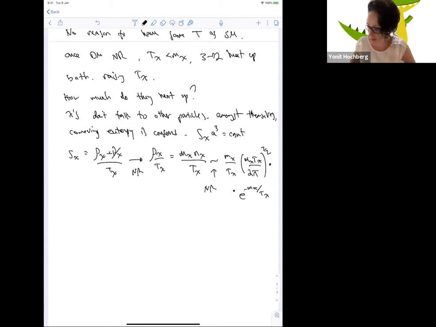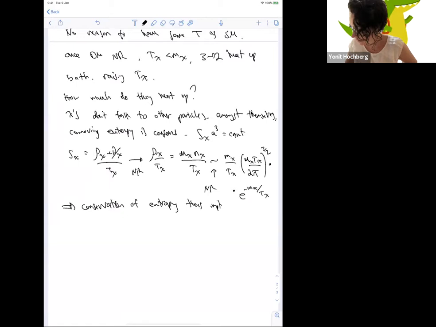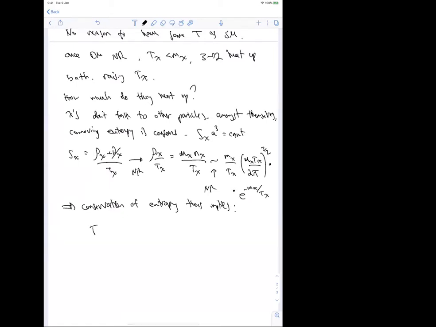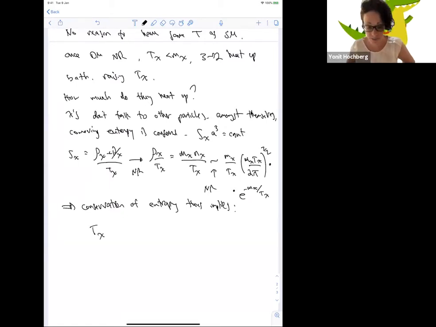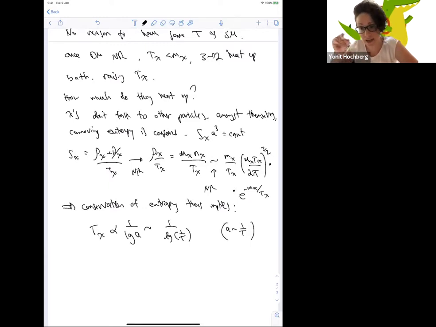And so when you work through this, what this means is that conservation of entropy thus implies, and you can work through this. All we care is that the temperature of the dark sector scales like 1 over the logarithm of the scale factor, which means it's 1 over the logarithm of 1 over T, because I remind you that the scale factor goes like 1 over temperature, where this T that's not carrying a little subindex is the temperature of the standard model.